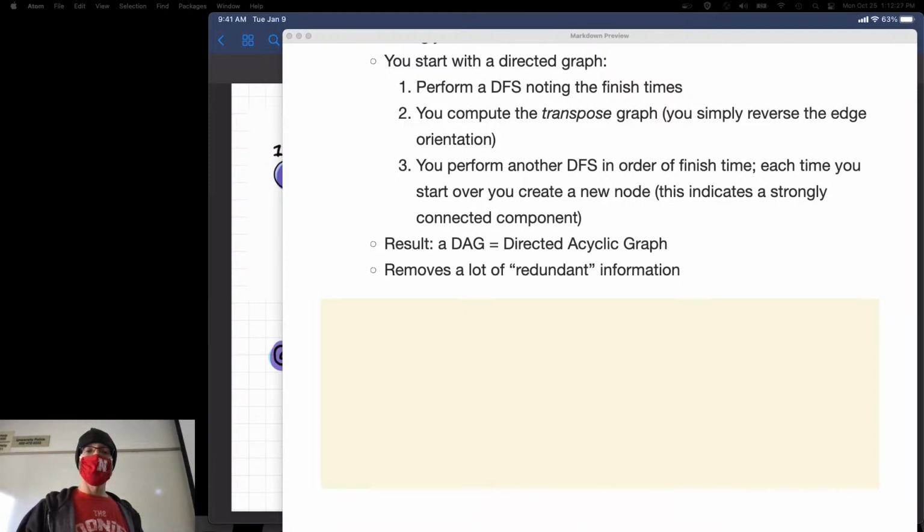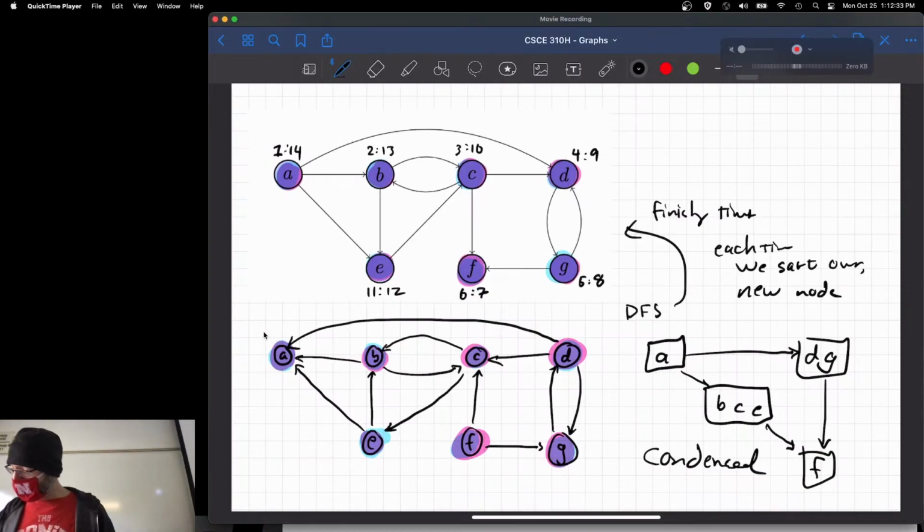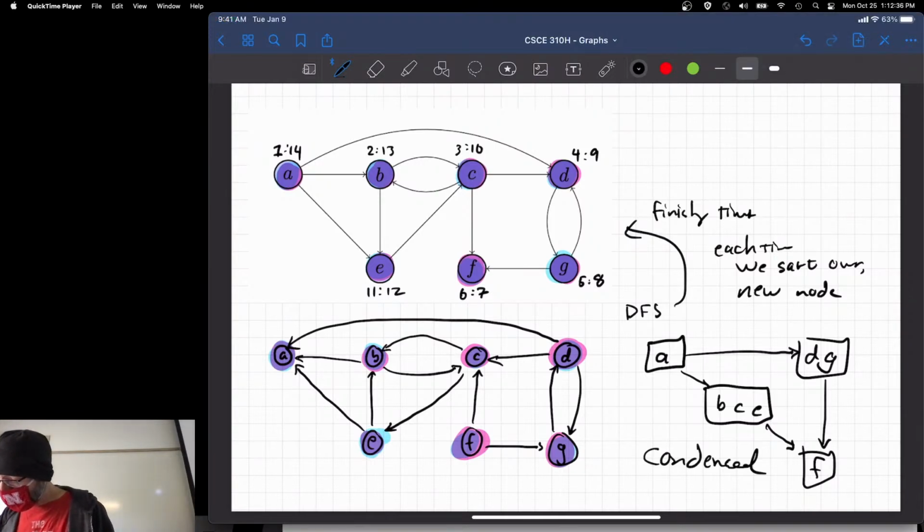All right, so questions? Yeah, go ahead. Should BCE be connected to BG in the original graph? Oh, probably. I think I missed one. So from D, you can go to F, and you can go to G. Where else? B. From B, you can go to G. There we go. Thank you. It's still a DAG.